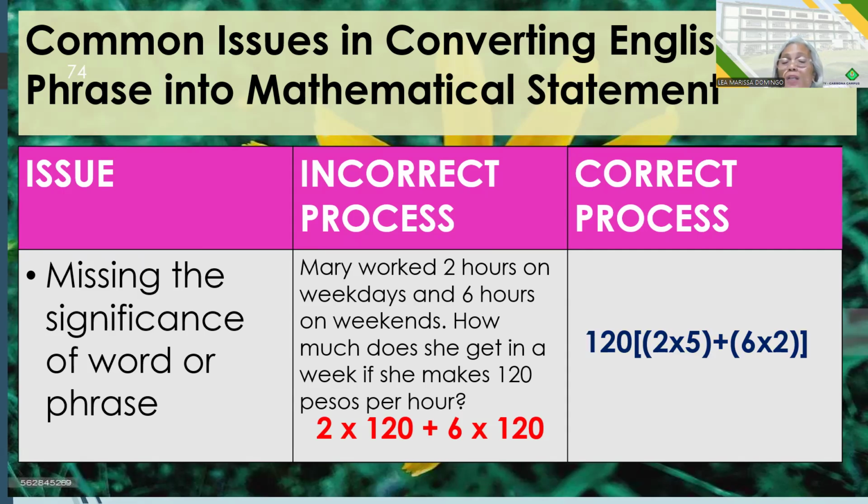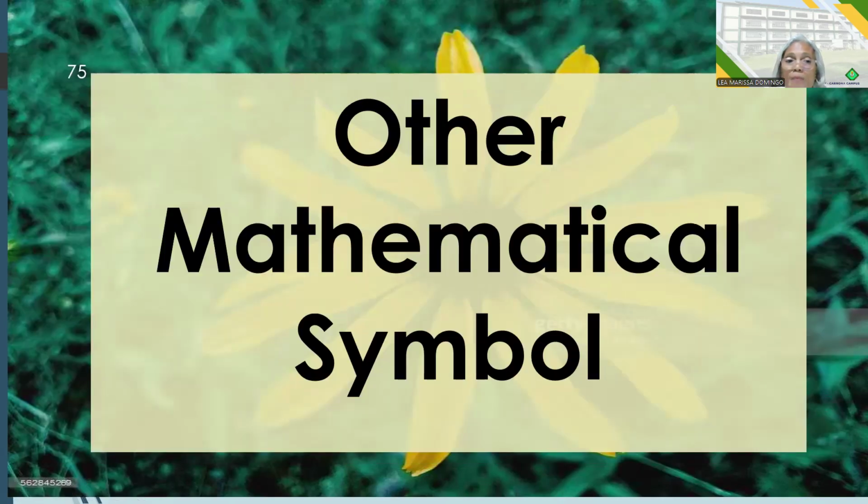The 120 is her rate per hour. So, what is the total hours worked by Mary? That is on the other side. So, 2 times 5, the 5 weekdays, plus 6 times 2, 6 hours on weekend. So, 2 hours for weekdays, 6 hours on weekend. That is her total number of hours. Add that, then multiply by 120.